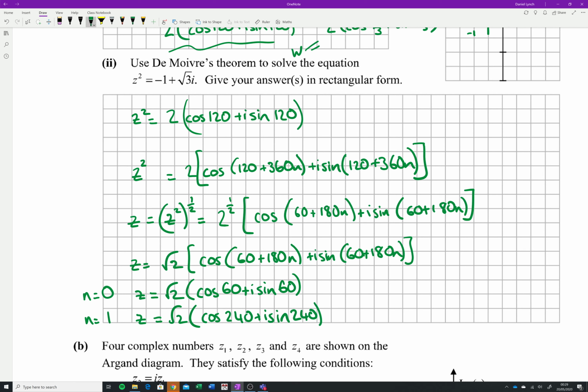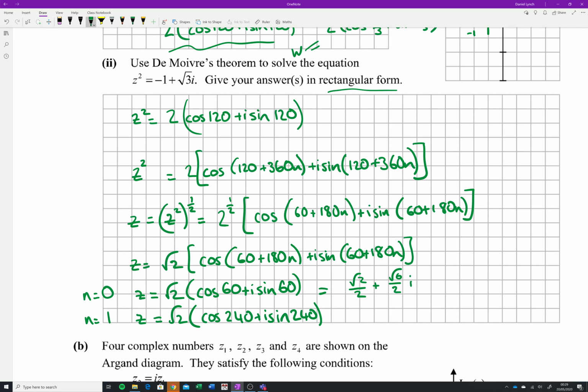They asked, give your answer in rectangular form, that means a plus bi. Just do root 2 times cos 60, nothing tough here. Just go to your calculator, root 2 times the cos of 60, and that is root 2 over 2 plus root 2 sine 60. This will have i's in it. Sine 60, yeah. So that is plus root 6 over 2i.